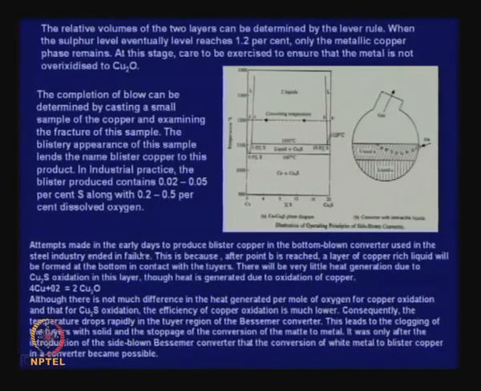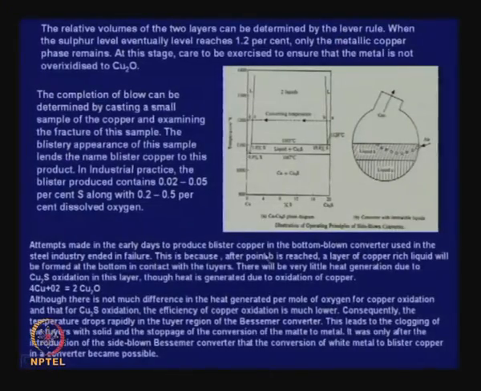Now, attempts made in the early days to produce blister copper in the bottom blown converter used in the steel industry ended in a failure. Now, of course, there are top blown converters, but Bessemer converters had oxygen coming from the bottom. So, the same thing was tried in the case of copper. It ended up in a failure because after point B is reached, you are coming from the copper sulphide part to the copper part.